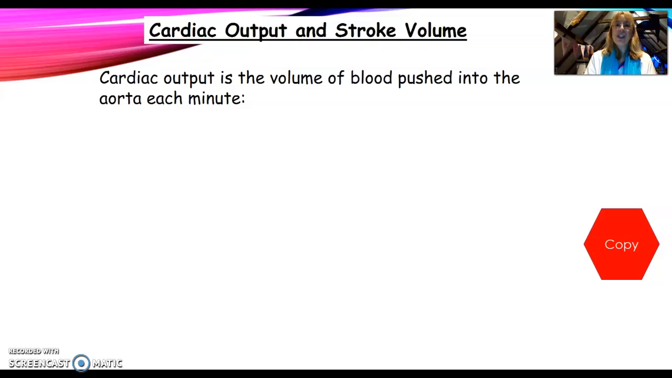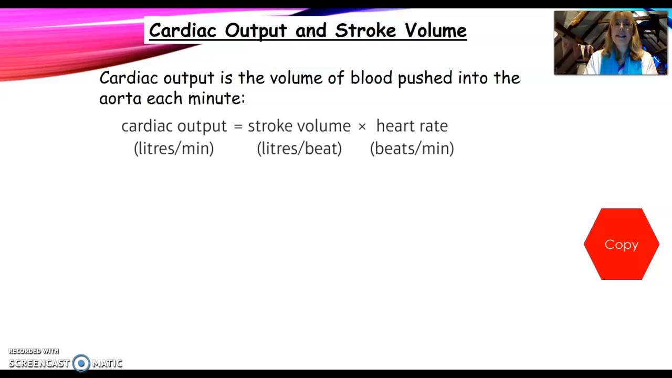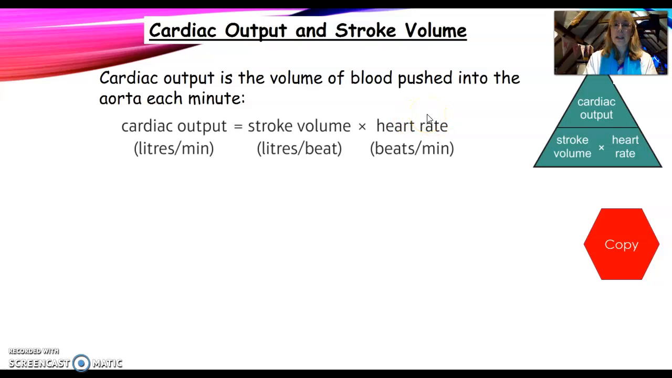Now there's a little calculation we need to learn for this section, and it's all about cardiac output and what we call stroke volume. So cardiac output is the volume of blood pushed into the aorta every minute to go around our body. And we have approximately 5 liters of blood flowing around our body at any time. Now this is the equation you need to remember. The cardiac output is the amount of liters of blood per minute. The stroke volume, we talk about the liters per beat, and the heart rate is the beats per minute.